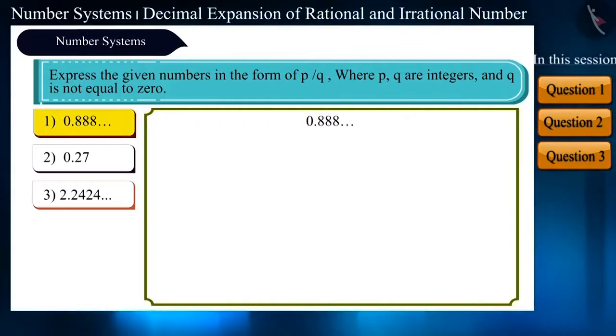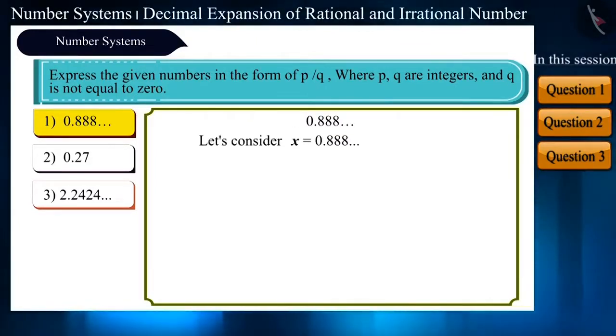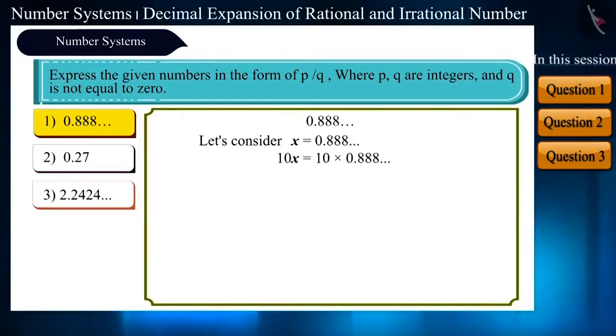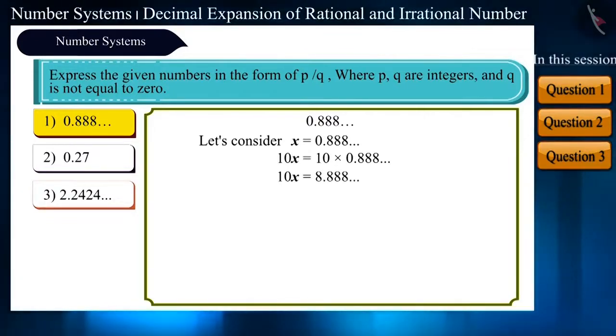Let's take the first number, 0.888. Let's consider it as x. Now we will see whether a number or a group of numbers is repeating after the decimal. Here, the same number 8 is getting repeated. So, we will multiply both sides by 10. After multiplying, we get 8.888. That is, the decimal went one step to the right.